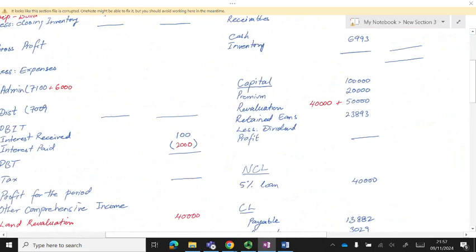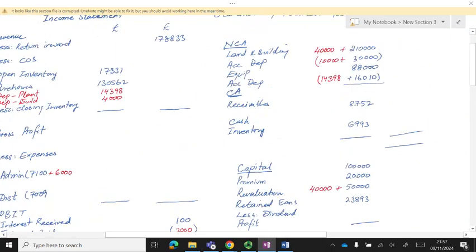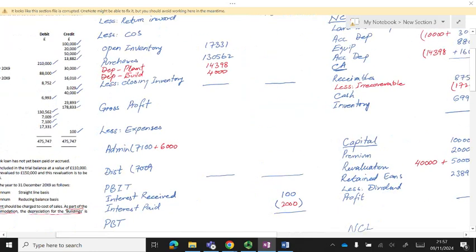So we are going to subtract 1720 from the receivables, and we should include that over here, 1720 in the administration expense.